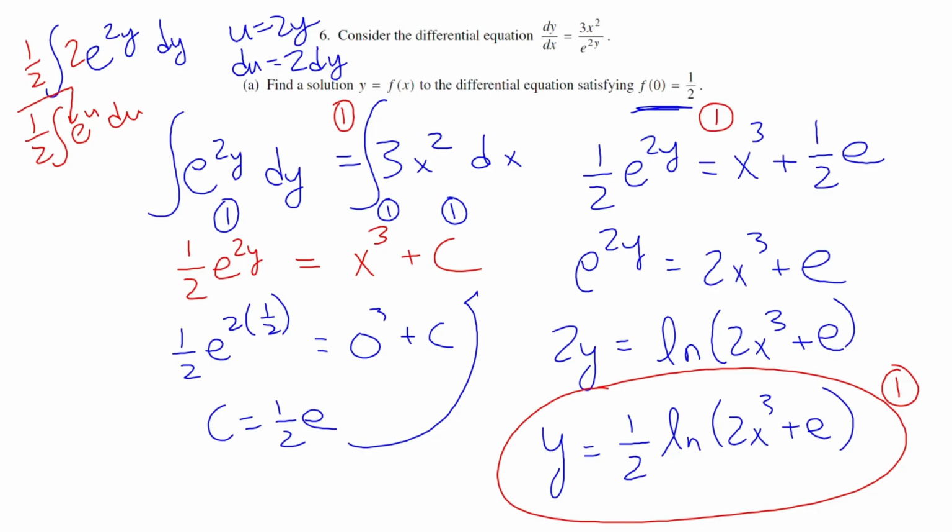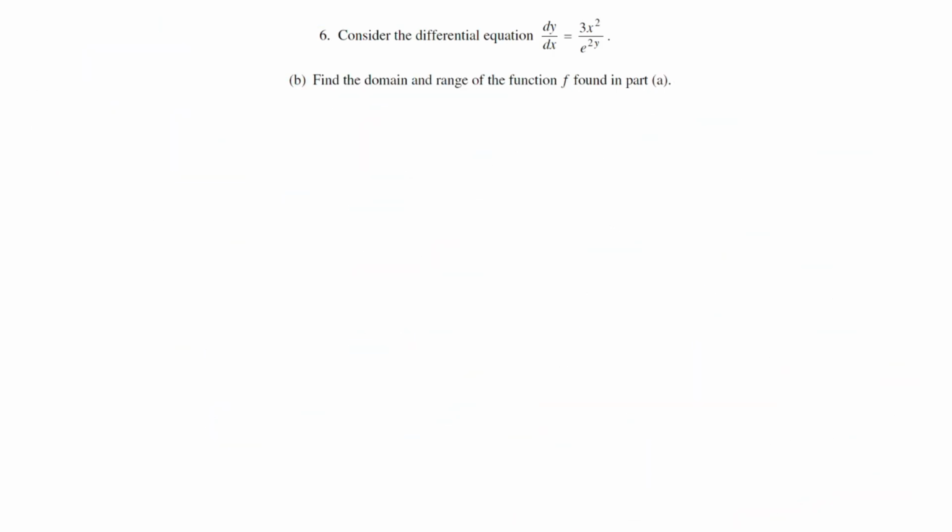Now that's normally the last part of the differential equation FRQs. For some reason, this time it was the first. So we have 1 more part, which asks us to find the domain and the range of this function that we just found, right? And our function, I'll rewrite it here. Our function was y equals 1/2 the natural log of 2x cubed plus e.